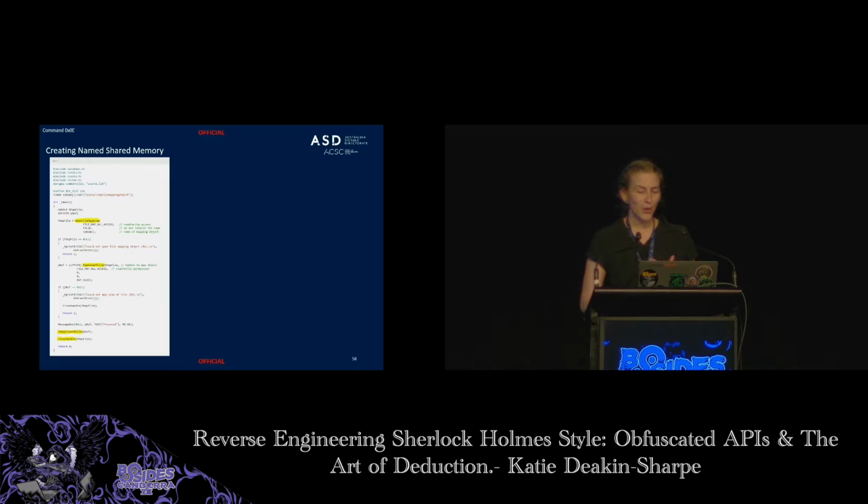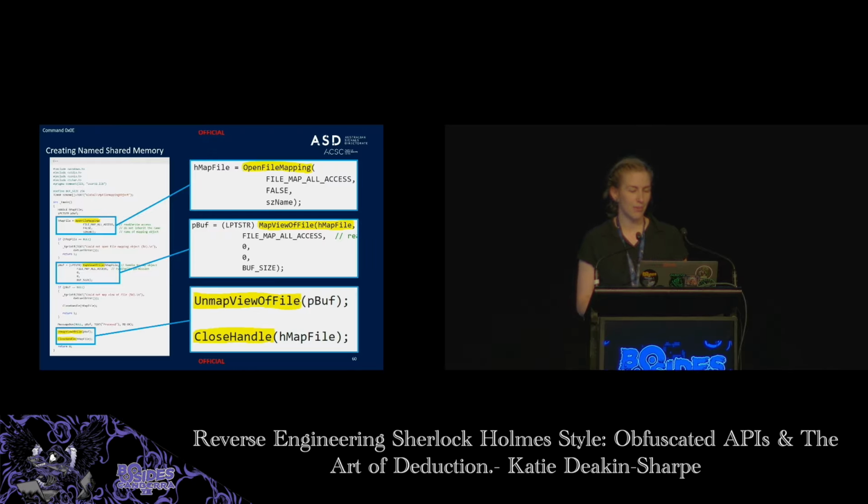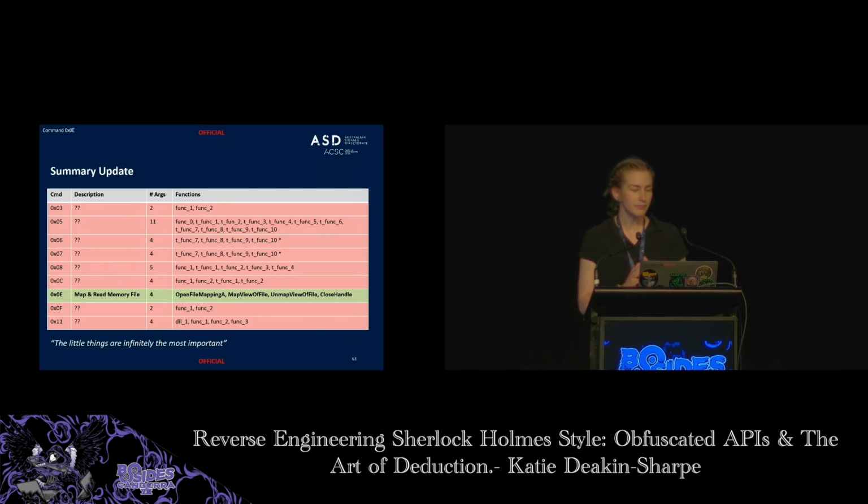In my example code, I can see at the top our open file mapping and map viewer file functions. And then the final two functions down the bottom are unmap viewer file, which takes the result of our second function call, and close handle, which takes the result of our first function call. Everything's matching up, so I'm going to call it. Our first command is mapping and reading from a memory file.